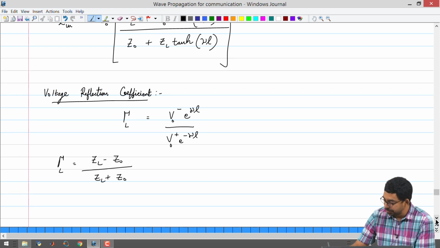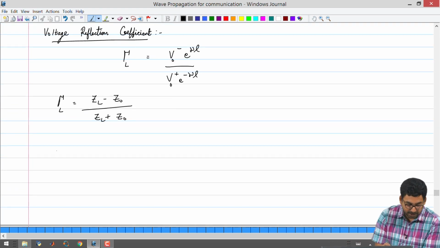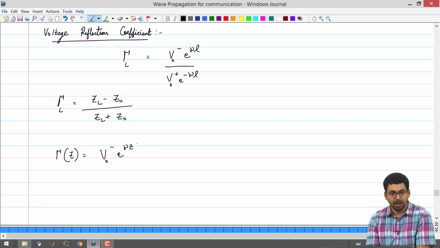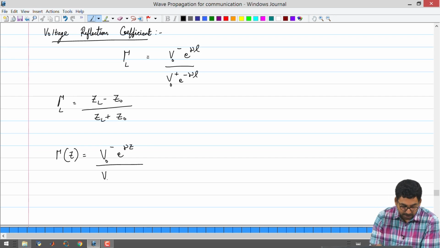So, in general you can write down the reflection coefficient gamma to be a function of position z, alright, and you can always take hint from this expression over here, right, and then write down that in general it is going to be V naught minus e to the gamma z, where z is the position coordinate that you have chosen, okay, divided by V naught plus e to the minus gamma z, that is equal to V naught minus divided by V naught plus e to the 2 gamma z.